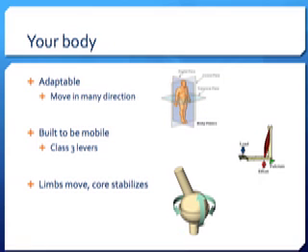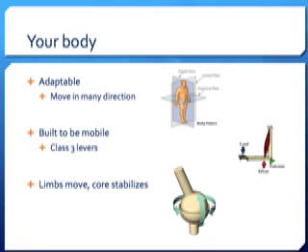First, it wants to be adaptable and it wants to be able to move in many directions, but it also wants to be mobile within those many directions. Okay, and then the third one is limbs move, core stabilizes, and we can understand this by the type of joints that begins the limbs, which is the ball and socket joint. Now obviously the ball and socket joint can move in many different directions, which applies to this adaptable principle of the body.